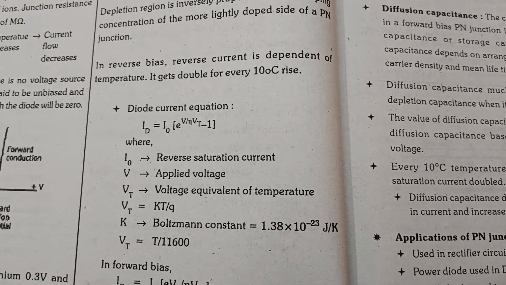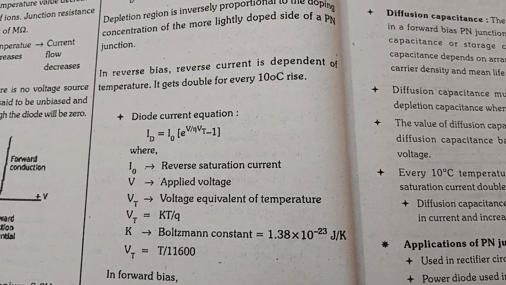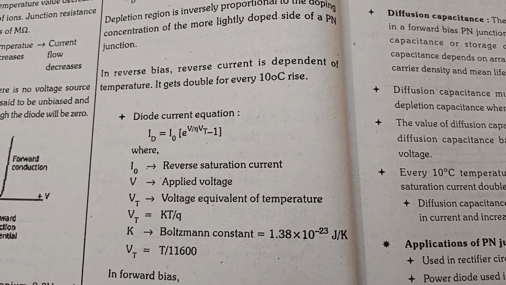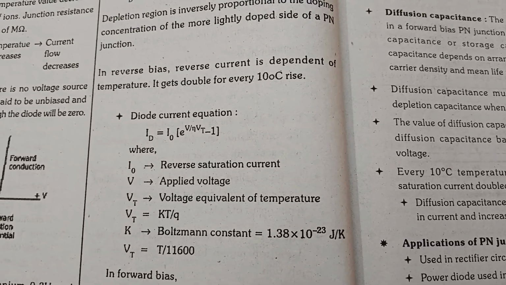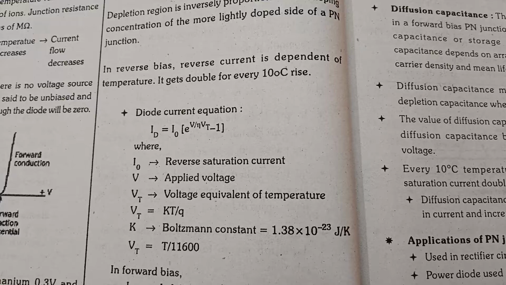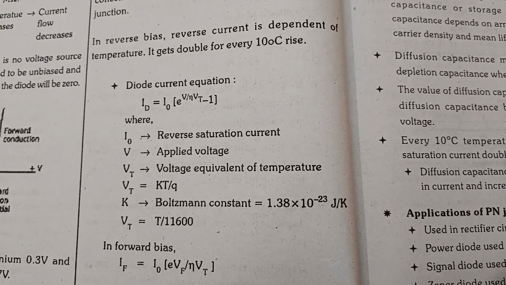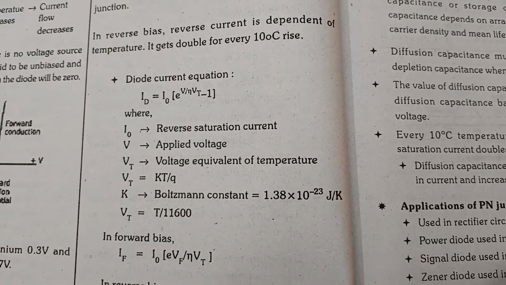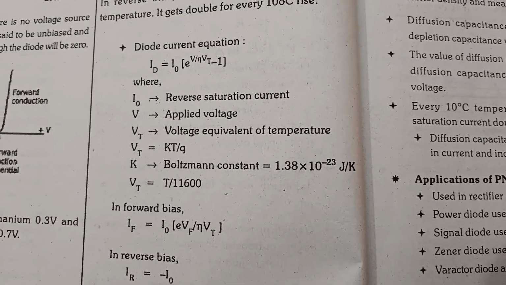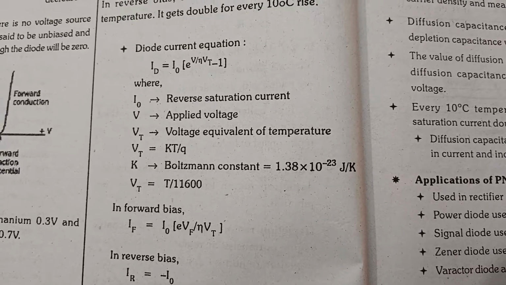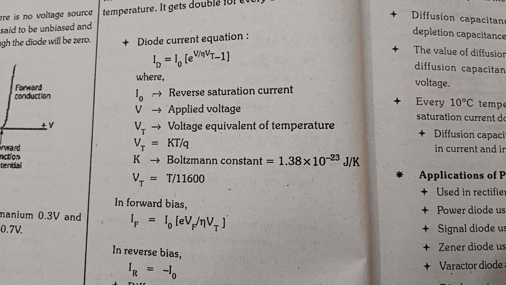Diode current equation. ID equals I naught into e power V by NVT minus 1, where I naught is the reverse saturation current. V is the applied voltage. VT is the voltage equivalent of temperature. VT equals KT by Q.